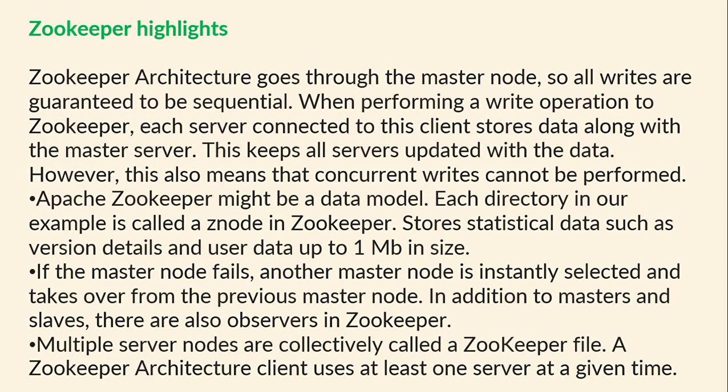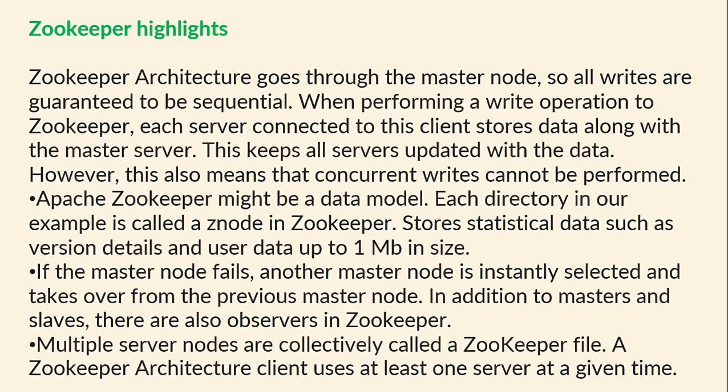So what are the highlights of Zookeeper? Zookeeper architecture goes through the master node, so all the writes are guaranteed to be sequential. When performing a write operation to Zookeeper, each server connected to the client stores data along with the master server. This keeps all the servers updated with the data. However, this also means that concurrent writes cannot be performed.